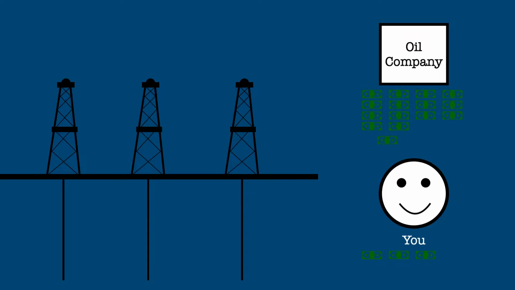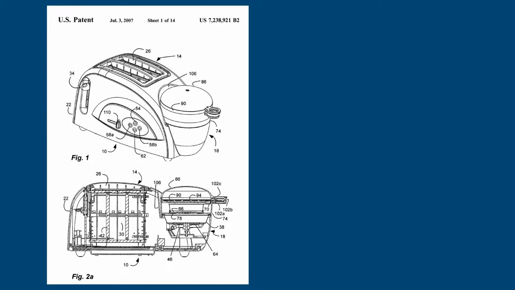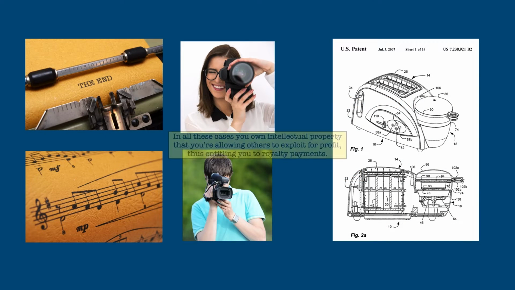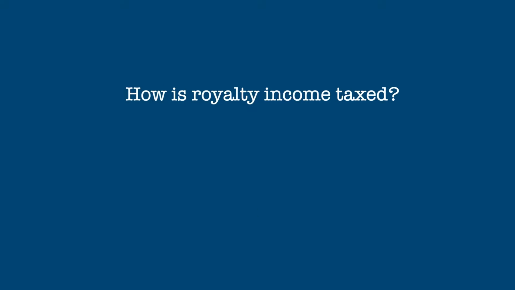Or you could have created something such as a piece of writing, music, photography, or video that you're allowing others to publish, sell, or broadcast for direct or advertising revenue. Or it could be a patented invention that you're allowing others to manufacture and sell. In all of these cases, you own intellectual property that you're allowing others to exploit for profit, thus entitling you to royalty payments. Now that we know what royalties are, how are they taxed?